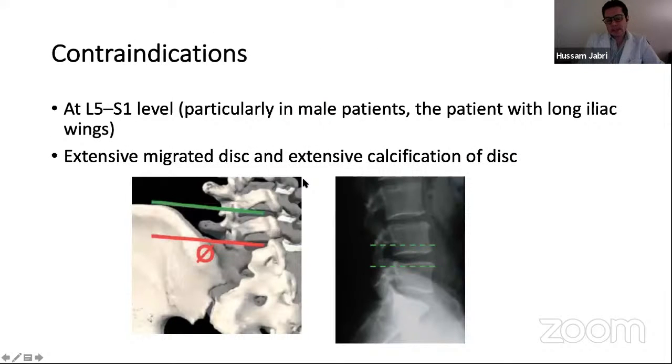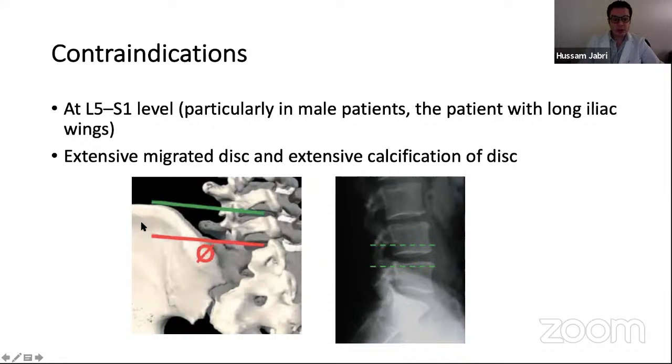Now, what are the contraindications, or we can say even relative contraindications? In L5S1, as we see in this picture, particularly in patients who have long iliac wings, this can make the angulation to approach the transforamen very difficult, but we can still use the interlaminar route to access the area. But if the disc is located in the foramen or extraforaminal, and we want to approach it transforaminally in L5S1 with the high iliac crest, it's difficult.